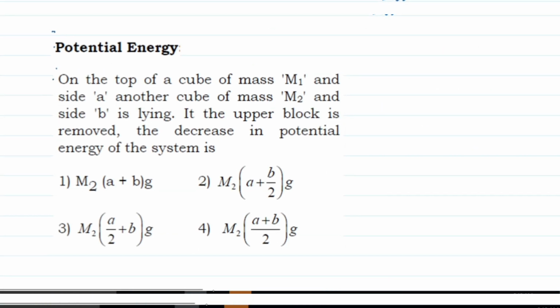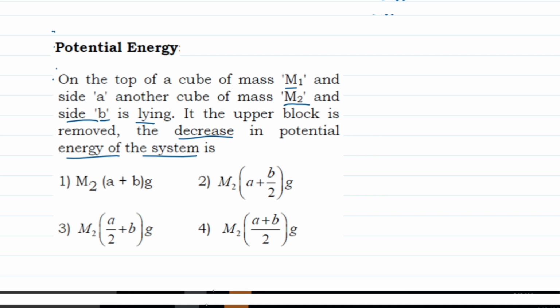Let us see the next question from the potential energy concept. The first question says, on top of a cube of mass m1 and side A, another mass m2 with side B is lying. If the upper block is removed, what is the decrease in the potential energy of the system?